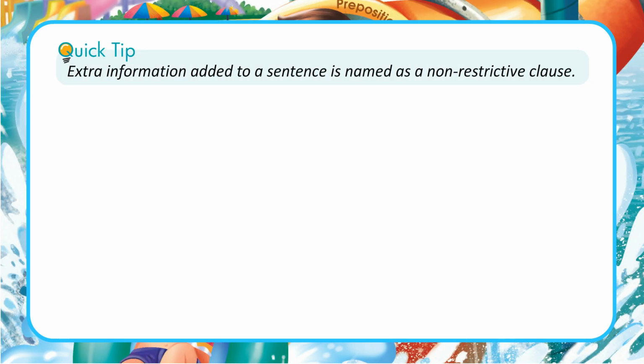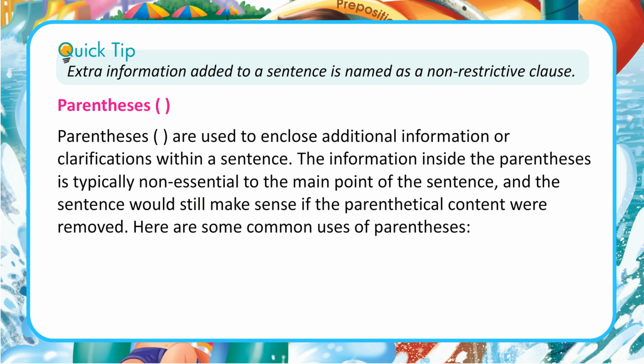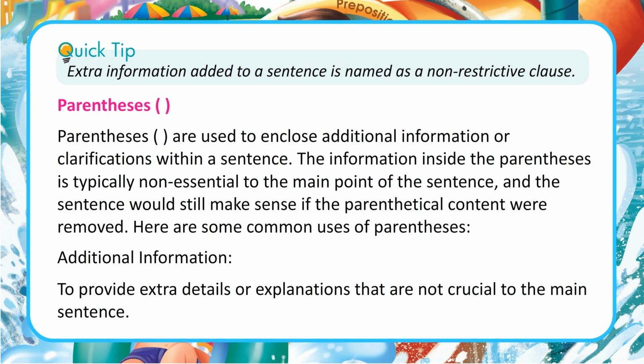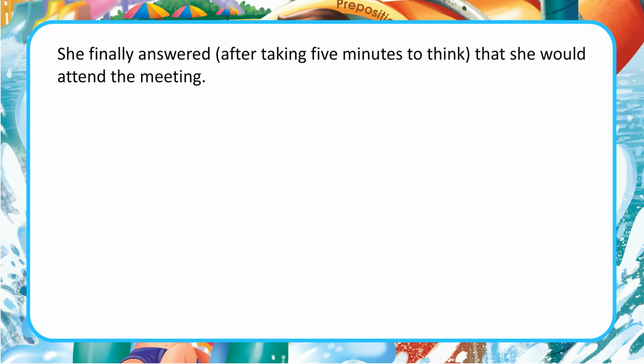Quick tip. Extra information added to a sentence is named as a non-restrictive clause. Parentheses. Parentheses are used to enclose additional information or clarifications within a sentence. The information inside the parentheses is typically non-essential to the main point of the sentence, and the sentence would still make sense if the parenthetical content were removed. Here are some common uses of parentheses. Additional information. To provide extra details or explanations that are not crucial to the main sentence. She finally answered, after taking 5 minutes to think, that she would attend the meeting.